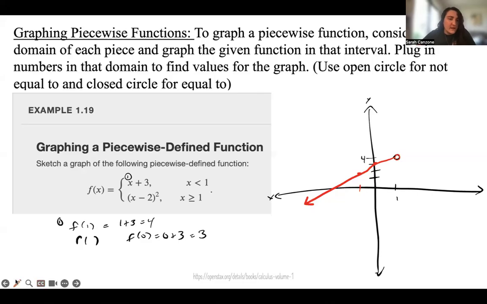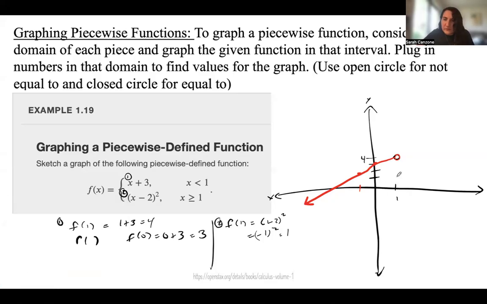All right. For the next one now, we have x minus 2 squared for x is greater than or equal to 1. So we'll call this maybe equation 2. We will start with the number that they give us, and then we will just continue on in the domain that we have. So we'll start with 1. f at 1 is 1 minus 2 squared, which is -1 squared, which is 1. So at 1, we have a point that is 1.